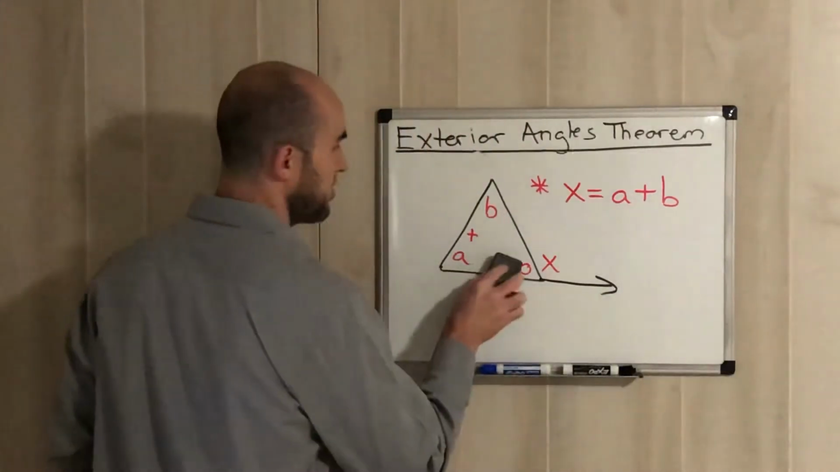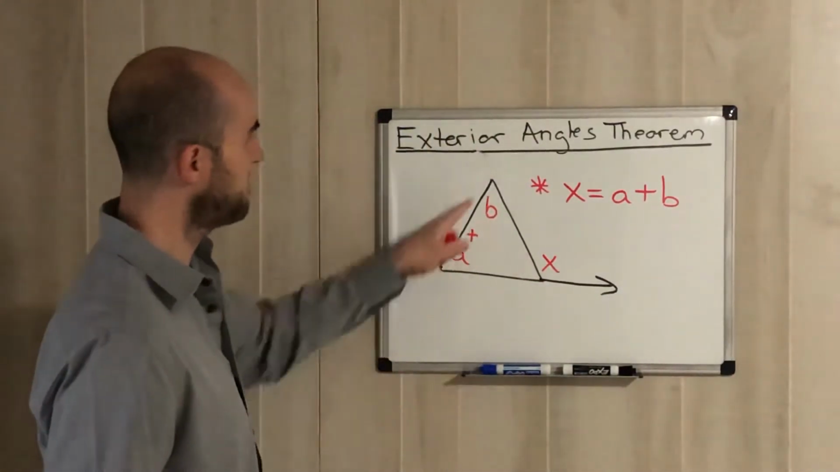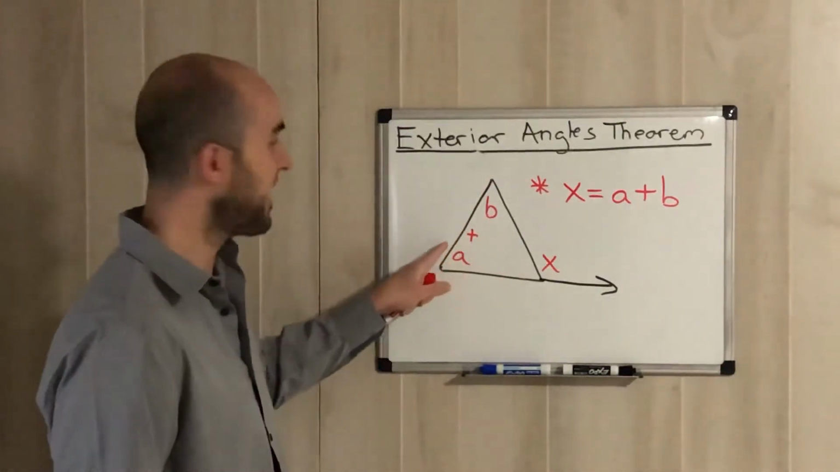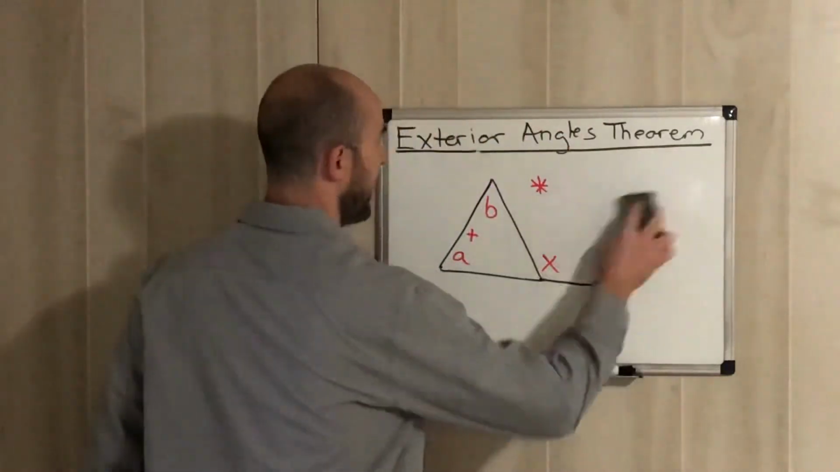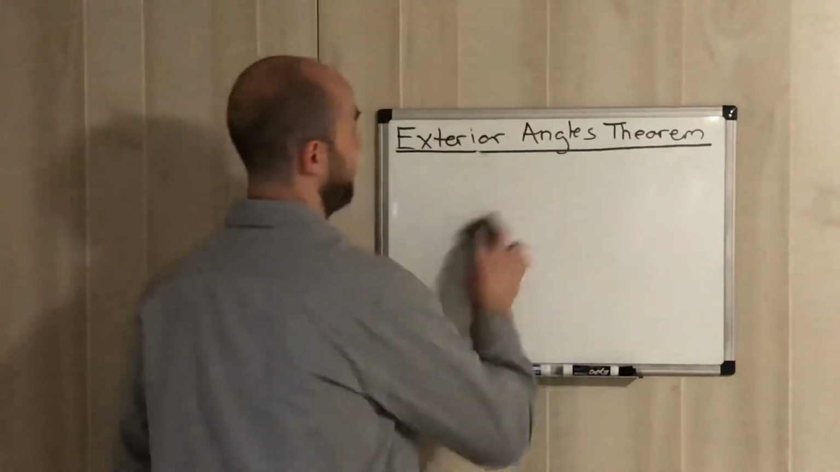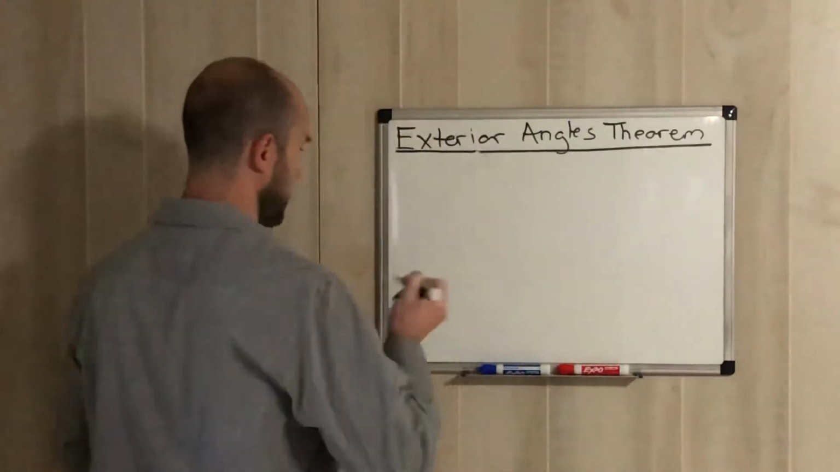But when it comes to exterior angles, always remember, guys, whenever you add up the two angles away from it, the remote interior angles, whenever you add those two up, it always equals the exterior angle. And again, it seems complicated. It's actually very simple to use. And I'll show you. Very, very simple.